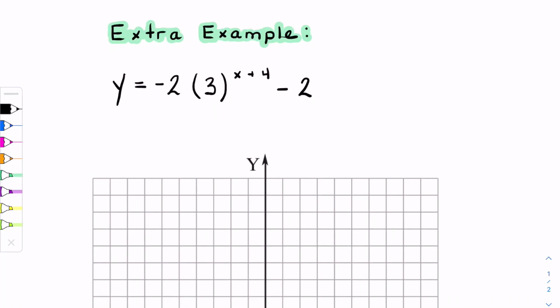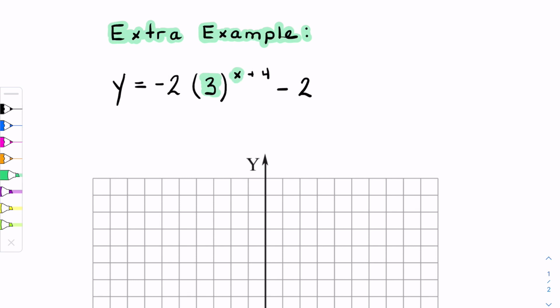We have y equals -2 multiplied by 3 raised to the power of x plus 4, minus 2. So when you're graphing exponential functions, you always have to start by identifying the parent function because that can change. In this case, our parent function is going to be 3 raised to the power of x.